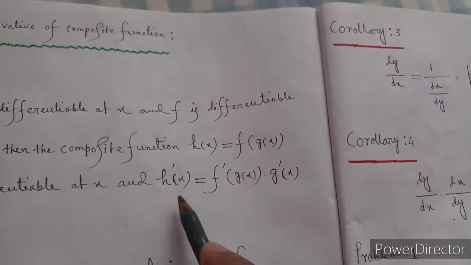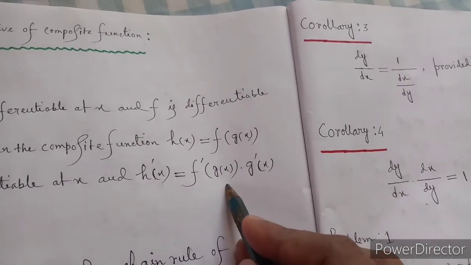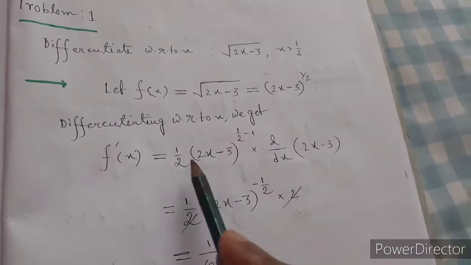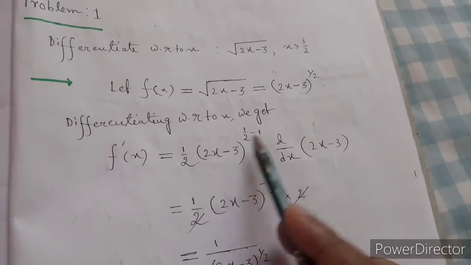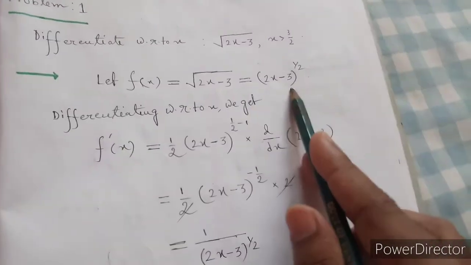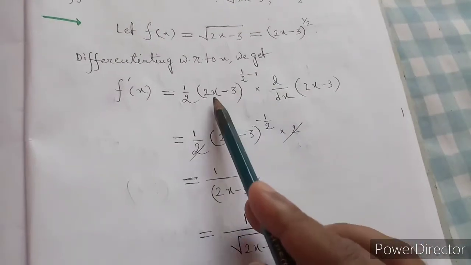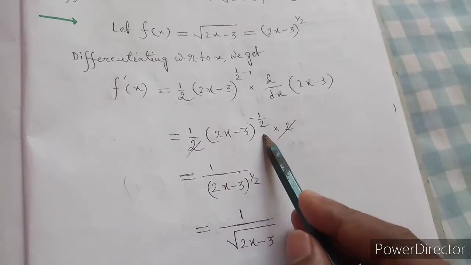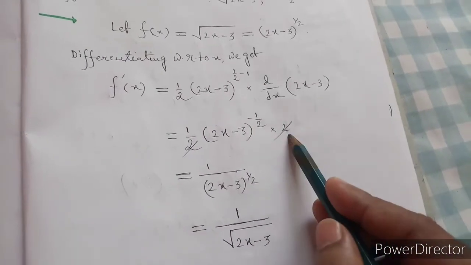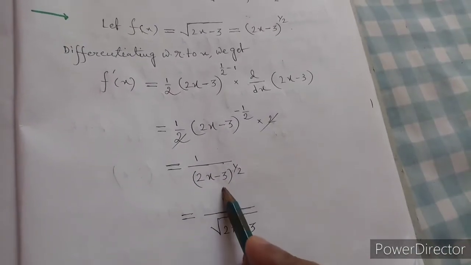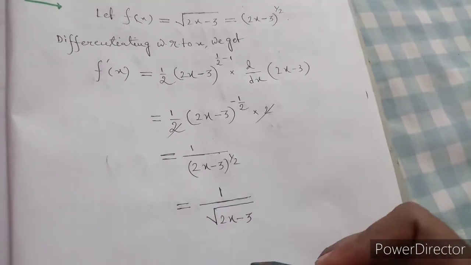Say this theorem, h dash x equals f dash of g(x) into g dash of x. So the derivative of (2x minus 3) whole to the power half means half of (2x minus 3) whole to the power half minus 1 into the derivative of 2x minus 3. The derivative of 2x minus 3 is 2, so this 2 cancels out. This means 1 by (2x minus 3) whole to the power half, that means 1 by root under 2x minus 3.